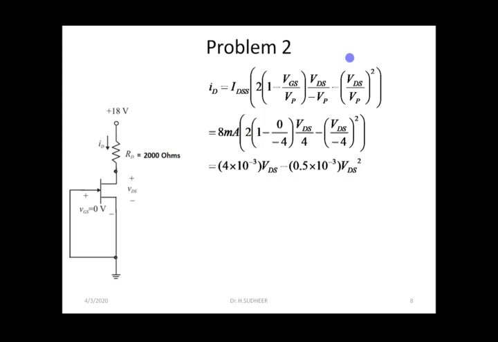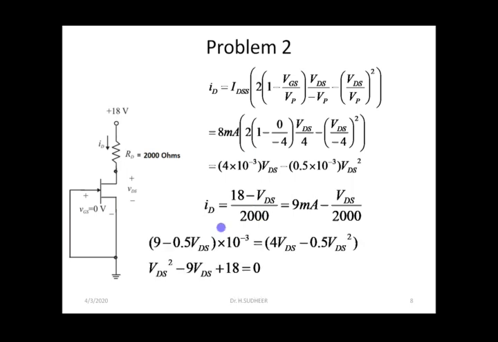The other equation for ID is from the circuit. So ID is equal to, using nodal analysis, 18 minus VDS by 2000. That is 18 by 2000, 9 milliamperes, minus VDS by 2000. So now we have two equations for ID. Can we equate the right hand side equations? Yes, we can equate.